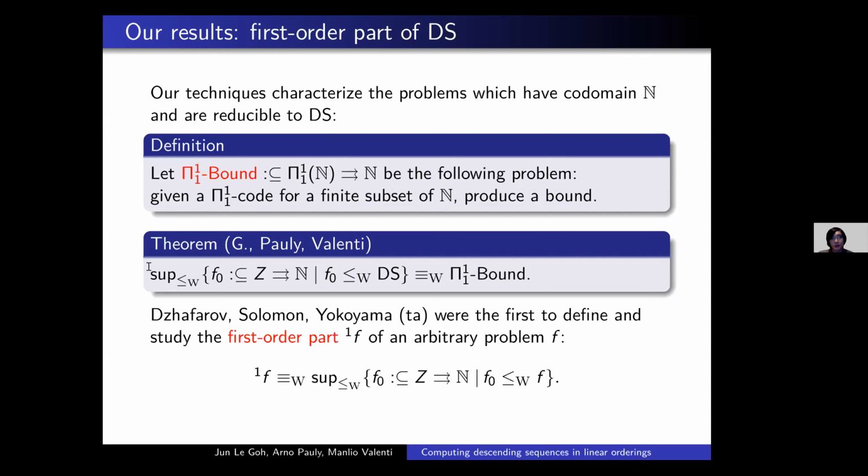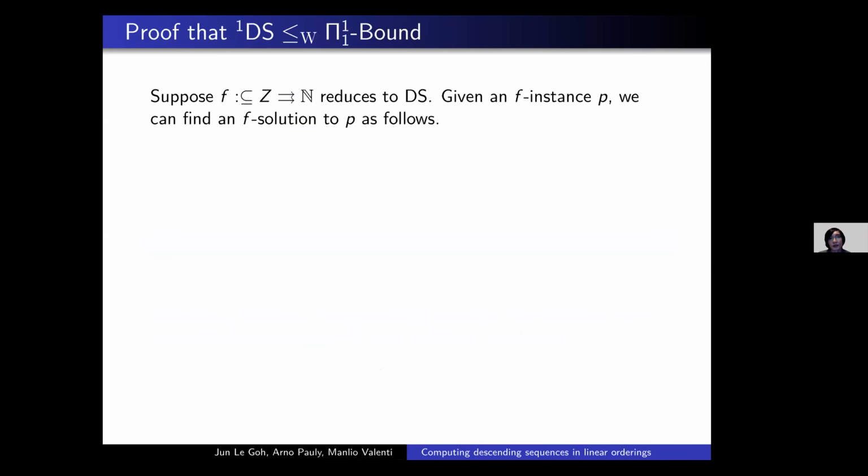So now I want to tell you about the proof of this theorem, at least the non-trivial half of it. And what do we have to show? So suppose we're given some arbitrary problem f which has codomain natural numbers. And suppose we know that it is Weihrauch reducible to DS. Then our job is to show that it is Weihrauch reducible to Pi^1_1 bound. Okay, how do we do that? So we want to construct a Weihrauch reduction, right? So the first thing to do is, we're given an instance of f, let's say p, and we want to define an instance of Pi^1_1 bound, which will come later. But first, let's think about this.